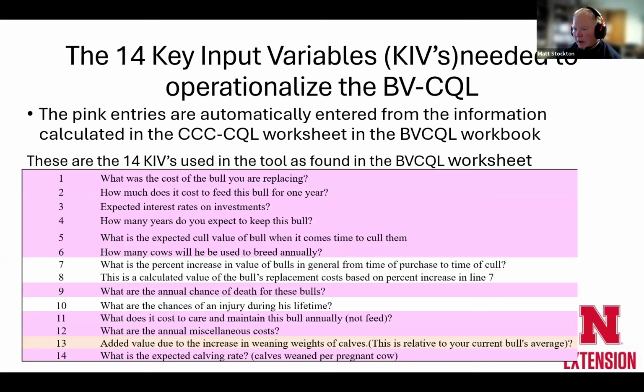Basically, what's the cost of replacing the current bull you have? How much does it cost to feed the bull for 1 year? In other words, you've got to feed it. Then, what is the interest rate? If you're putting money into a bull and have all this money tied up, you're giving up an opportunity cost. Or if you're borrowing money, there's an interest rate. So either way, it's the interest rate on your investment.